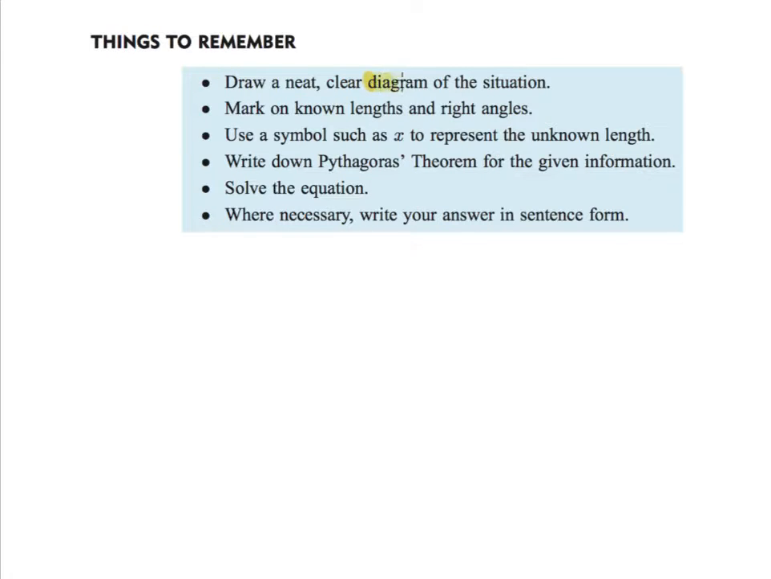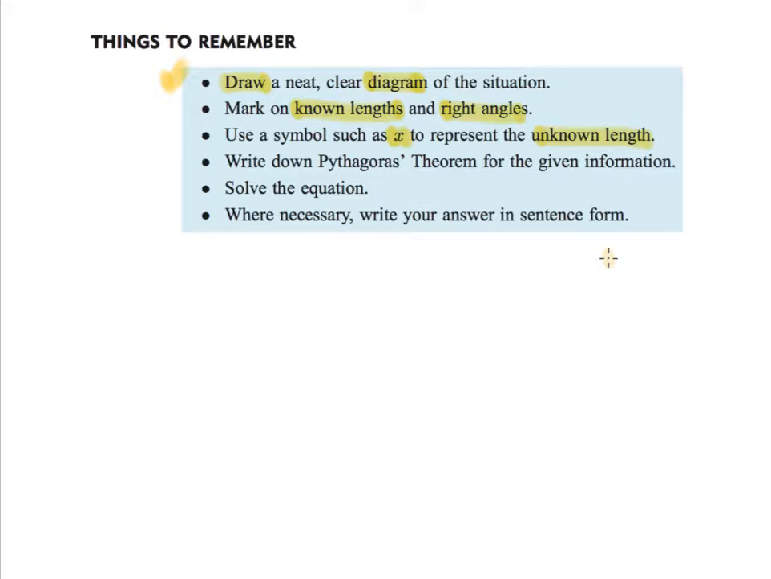For the first one, draw a neat, clear diagram of the situation. So draw a picture so that you know exactly which kind of shape you're dealing with and which kind of figure you are. Then on the picture, label your known lengths and make sure you draw in the right triangle so we know which angle has the right angle. Step 3, place a variable to identify the length of the unknown. You can use x or any letter that you want.